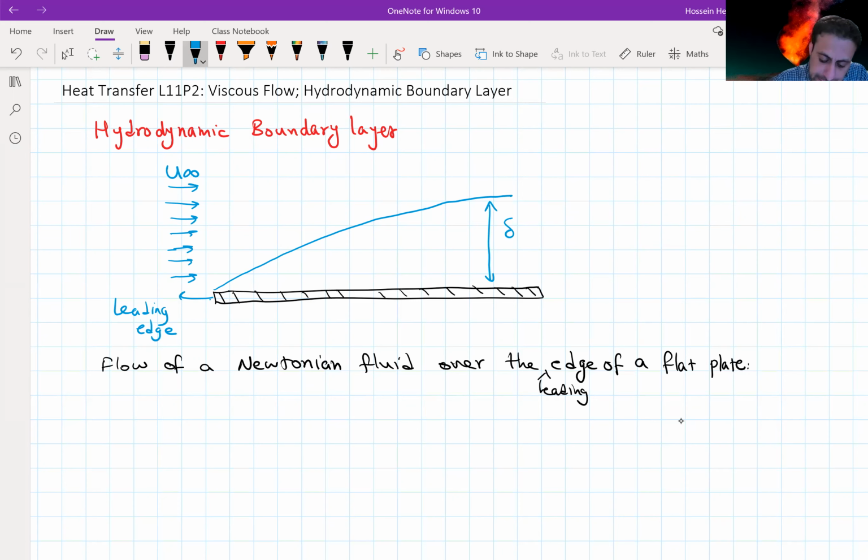boundary layer indicates the variation of velocity from zero. At the surface we have a zero velocity. This is u equal to zero as the no-slip condition. So the first layer has a zero velocity, and as we move into the fluid, the velocity increases till it reaches the u infinity, or the bulk flow velocity.